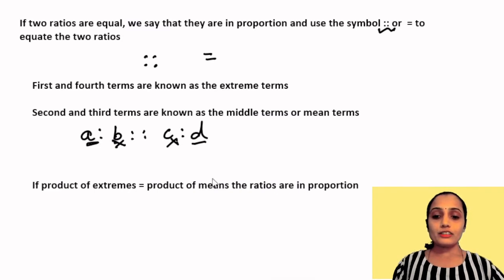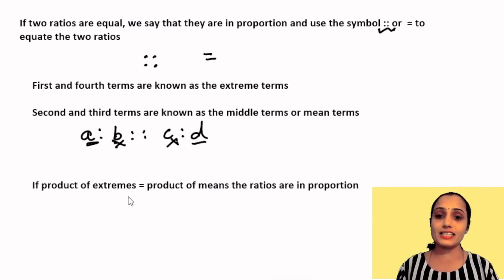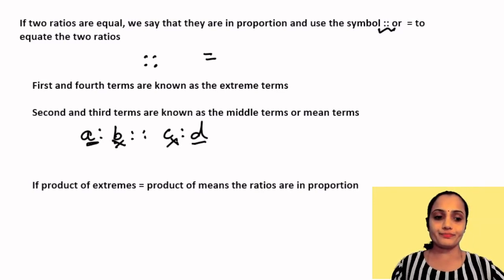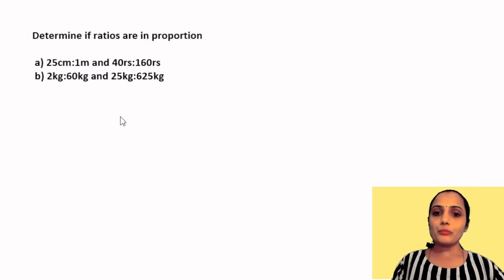So we also saw that if the product of extremes is equal to the product of means, then we can say that the two ratios are in proportion. Now let's look at some of the examples and how to solve them. The first question says there are two ratios and we have to determine if they are in proportion or not.